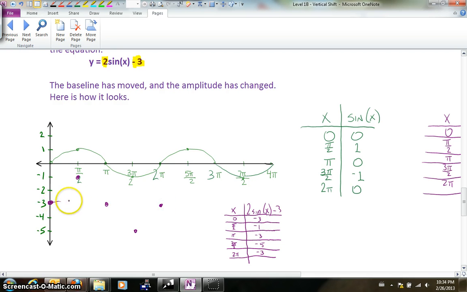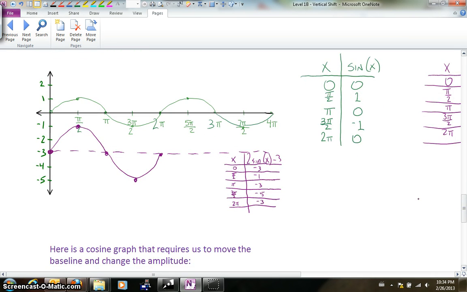Notice that our baseline is now down here at negative 3, and the baseline moved down vertically because we had the minus 3 up here. So our function was not only stretched vertically, it was also shifted vertically down, and this is our new function. One of the ways I'm going to have you answer this question is, I'm going to ask you for the coordinates of 5 points. And so let's go ahead and try it.